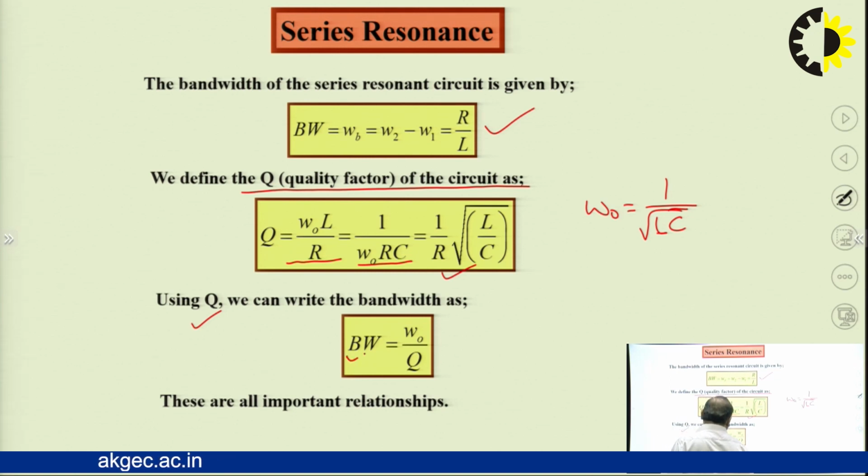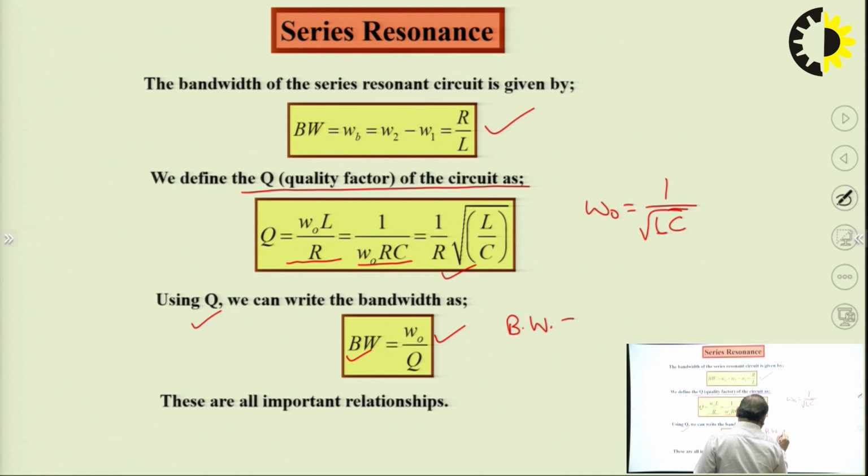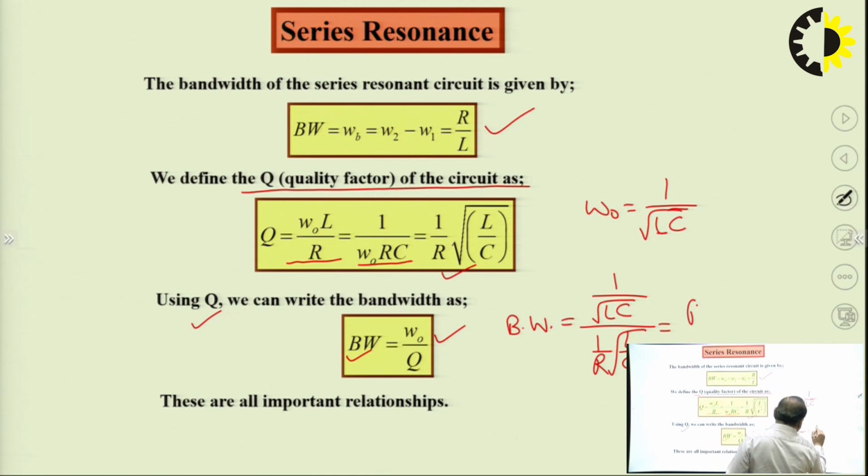Using this quality factor Q, we can also write that bandwidth is equal to omega naught upon Q, where omega naught is the resonance frequency and Q is the quality factor. Here omega naught is 1 by root LC and Q is 1 by R root L upon C. If we simplify it, this becomes R upon L, which is the bandwidth. So, these are all important relationships in a series resonant circuit.